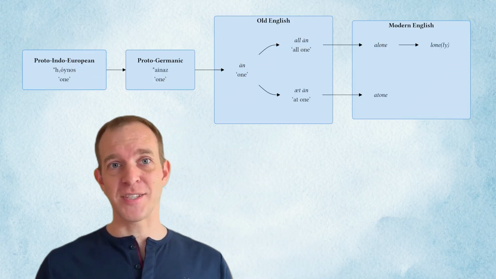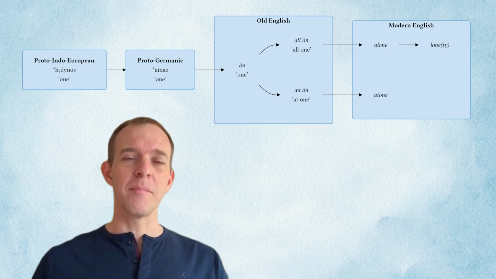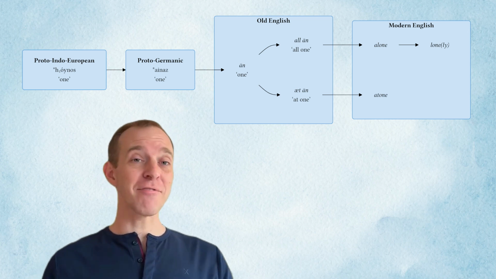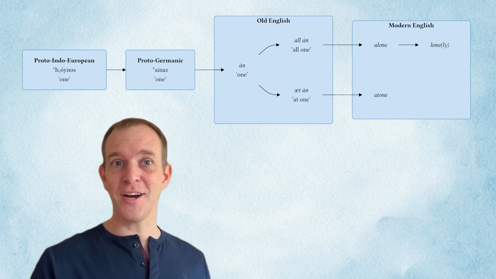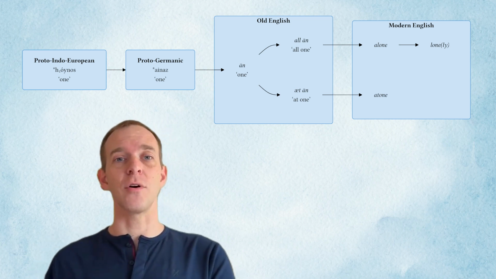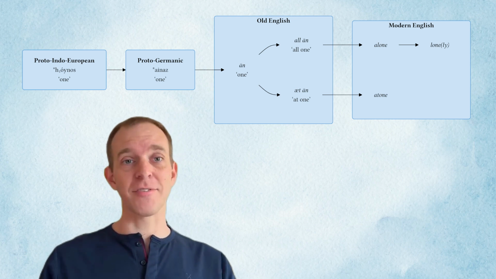Another example of a phrase with on was at on, which literally meant at one, but metaphorically was used to mean in agreement or in accord. And that phrase became the modern English word atone. The meaning shifted from in accord to making reparations for, because one of the ways that you can be in accordance with someone is to offer them reparations.